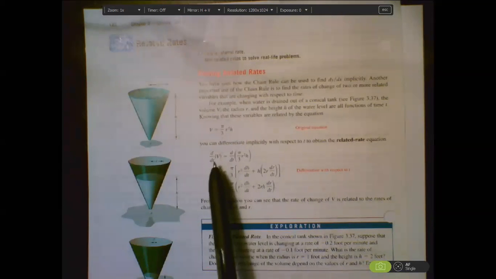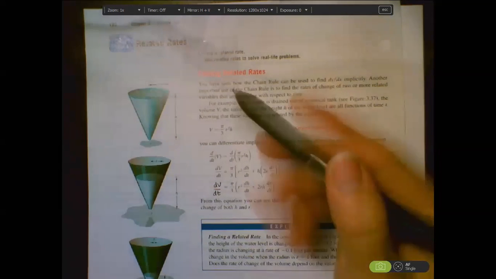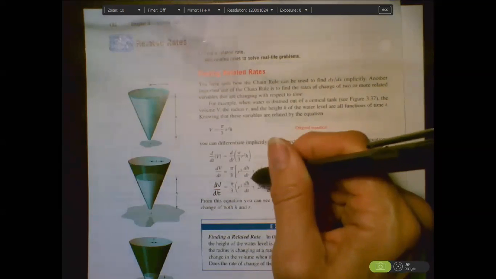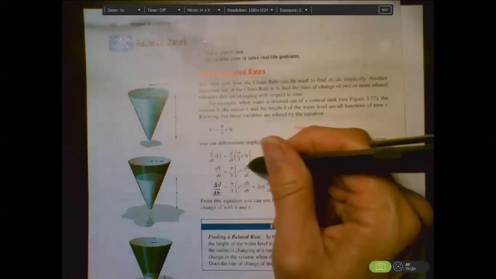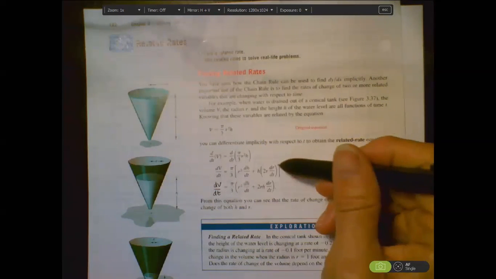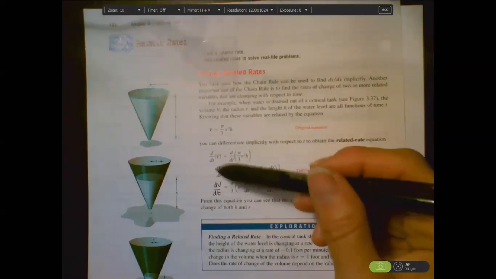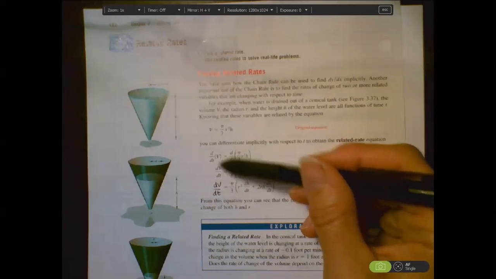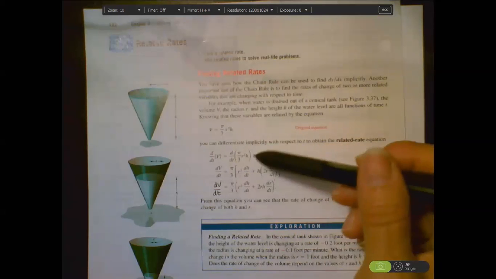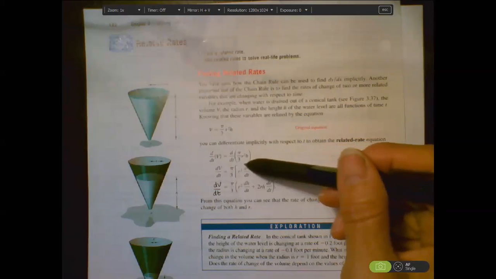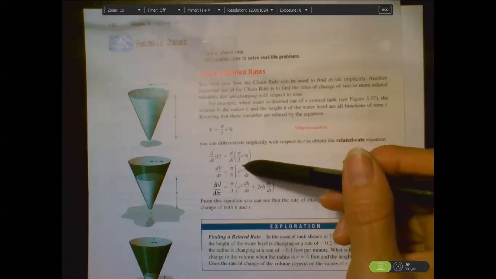So when you differentiate any variable that depends on time, you use dt in the denominator. This is the change in height with respect to time. This is the change in radius with respect to time. So look how you take this derivative. You say the derivative of volume with respect to time is dV over dt. And then what's it going to take to differentiate this expression? Since it's r squared times h, what are you going to have to use? Product rule. You're going to have to use the product rule.